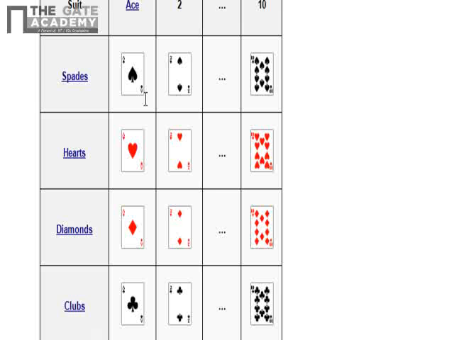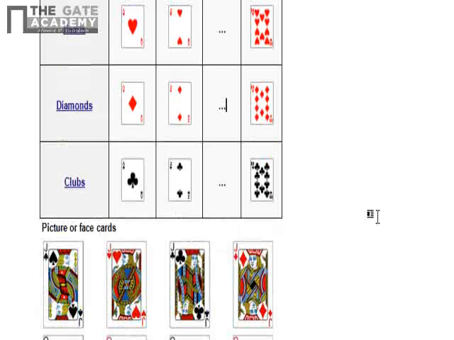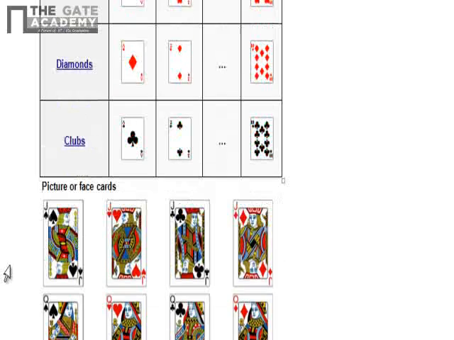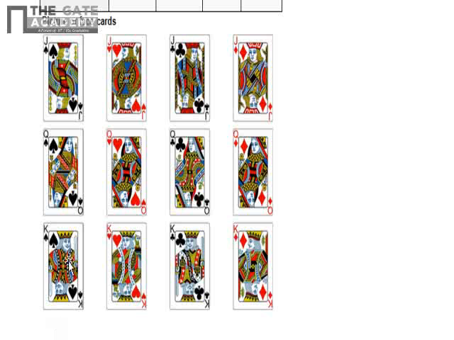If you categorize, there will be 26 black cards and 26 red cards. In the 26 black cards, 13 spade and 13 club. In the 26 red cards, 13 heart and 13 diamond. That means there are a total of 52 cards. Now these are cards up to 10. After that there will be picture or face cards. For every suit there will be 3 picture cards: king, queen and jack.